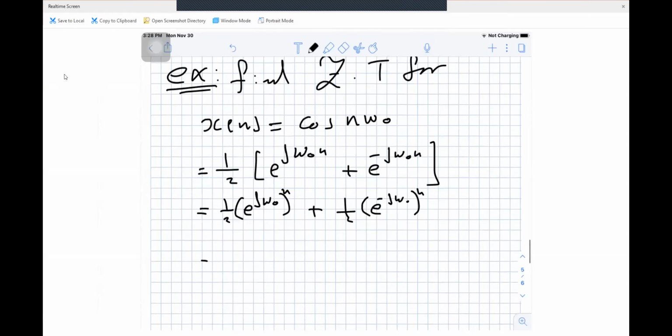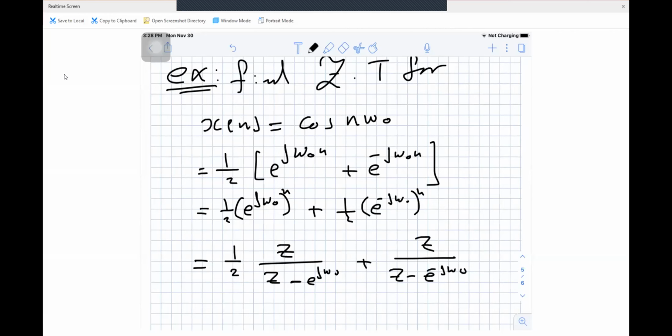Now, the Z transformation for this one will be very simple and easy. 1 over 2 Z over Z minus e to the j omega naught plus Z over Z minus e to the minus j omega naught.